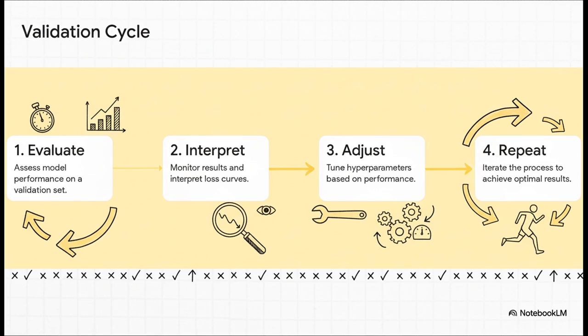First, we test the model on our validation data. Then, we analyze the results. We look at the metrics, we study that loss curve. Based on what we find, we go in and tweak its settings, things we call hyperparameters. And then, we do it all over again. We repeat the cycle, making the model systematically better with each and every loop.